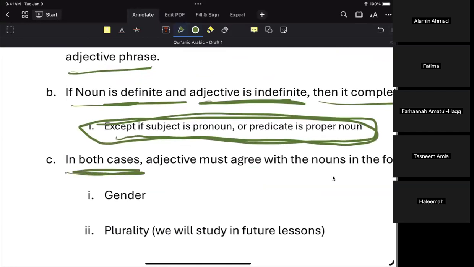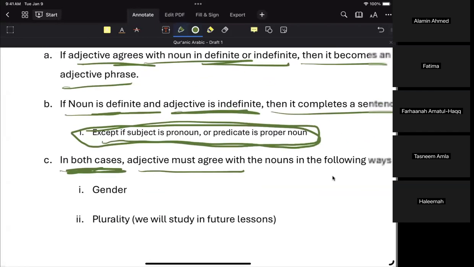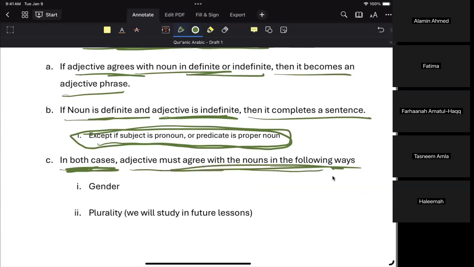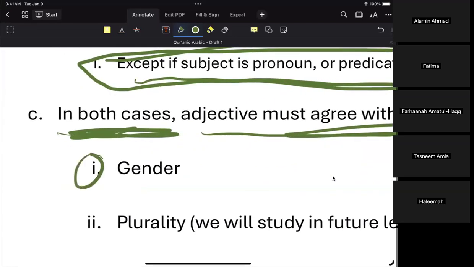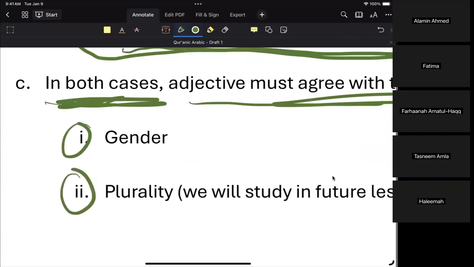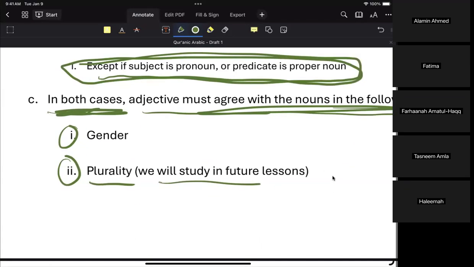In both cases, the adjective must agree with the noun in the following ways. Whether you're talking about an adjective phrase or an adjective sentence, they must agree in gender. So if the noun is masculine, your adjective needs to be masculine. If the noun is feminine, your adjective needs to be feminine. And that's why we learned how to make an adjective feminine, right? Simple, just add ta marbuta. And they also have to match in plurality, meaning whether the noun is singular or plural. Something that we'll study, I think, in the next lesson or so.